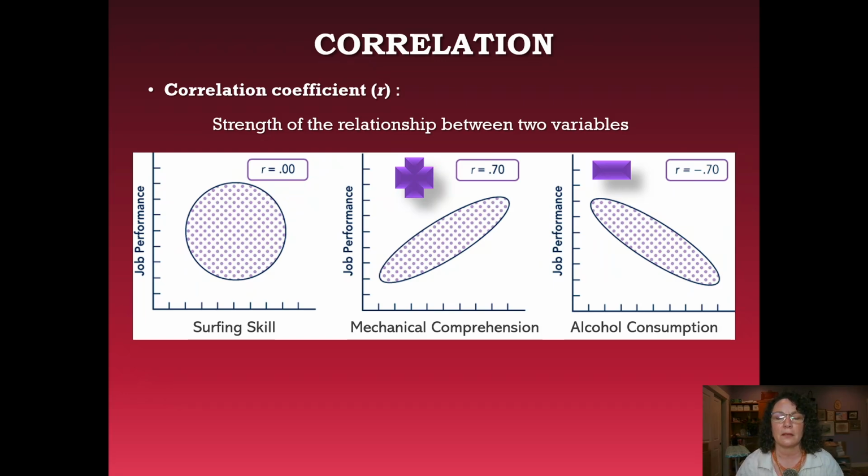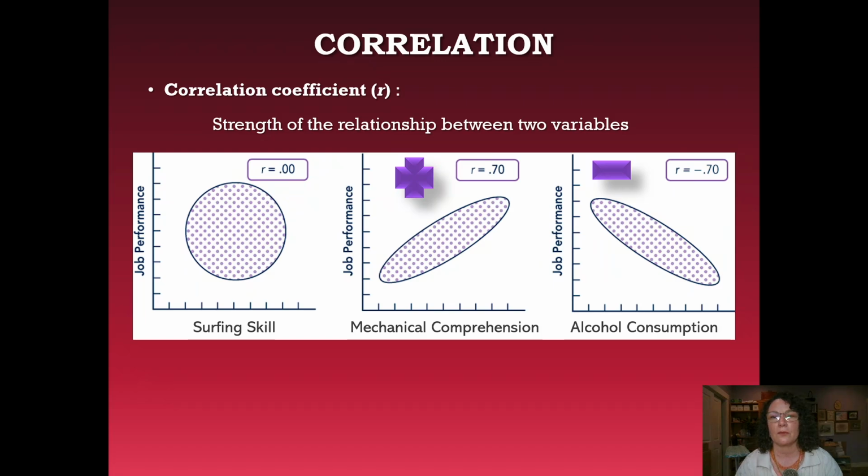Notice that it's no longer a circle, it's much more of a collapsed oblong, right? The data is not lined up on a single line. That would be a correlation coefficient of 1. But they are highly correlated. Like people who are higher on mechanical comprehension are also better at the job, and people who are lower on mechanical comprehension are not as good at the job.